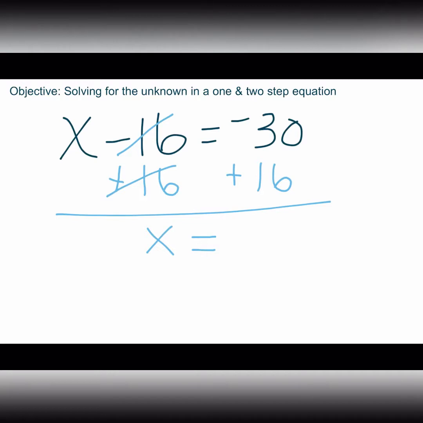So we have different signs here, so we have to think about this. So we have more negatives than we do positives because we have negative 30. So our answer here is going to be a negative. And then we're going to subtract 30 minus 16, which is 14. So that is our final answer.